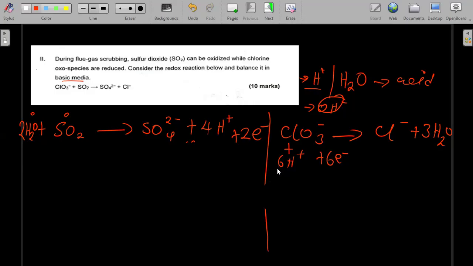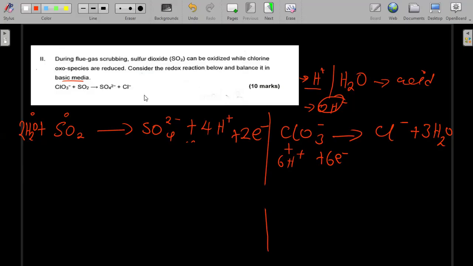After you balance your electrons, now remember this is in acidic media, isn't it? But we are balancing this redox reaction in the what? In the basic media.